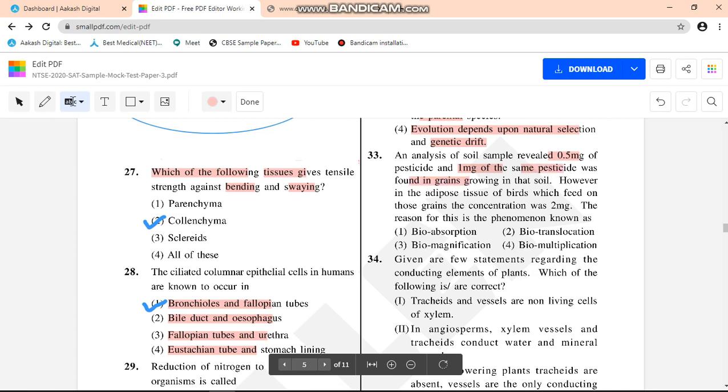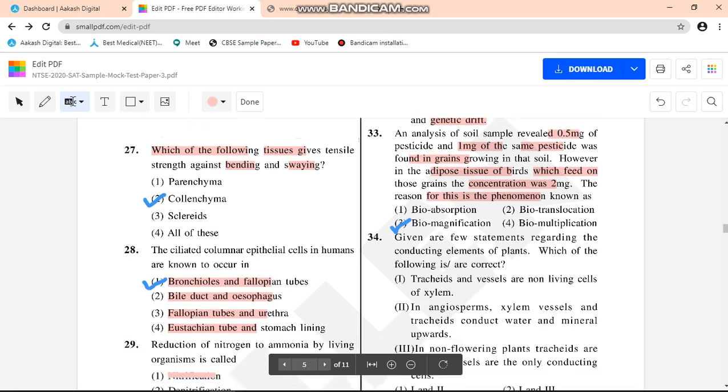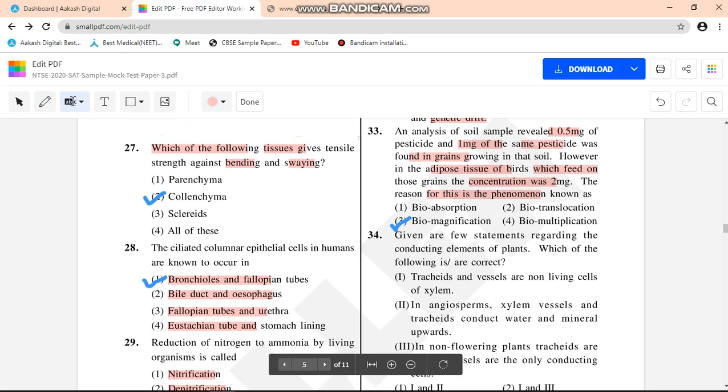However, in the adipose tissue of birds which feed on those grains, the concentration was 2 mg. The reason for this phenomenon, what is this phenomenon known as, friends? This is known as biomagnification, meaning the increasing amount of chemical compounds or pesticides or harmful products in the top consumers. This phenomenon is known as biomagnification.